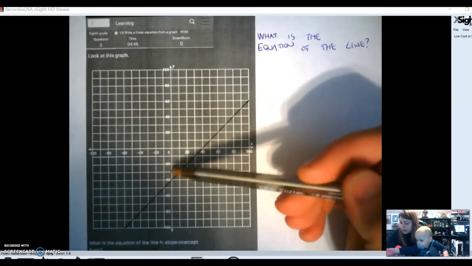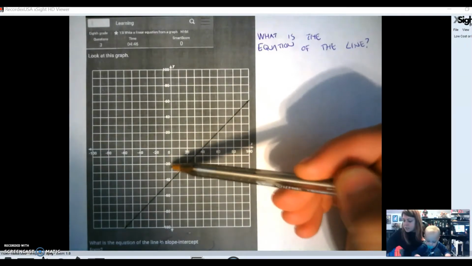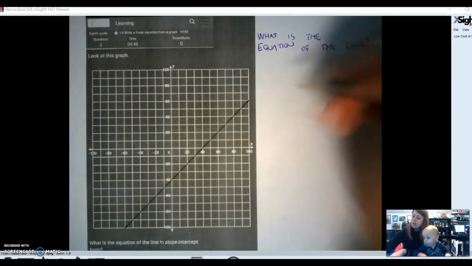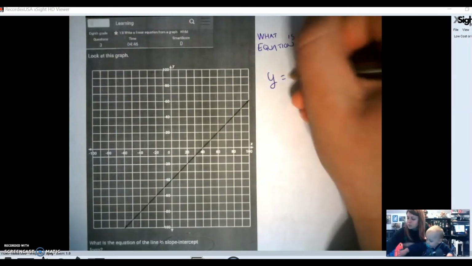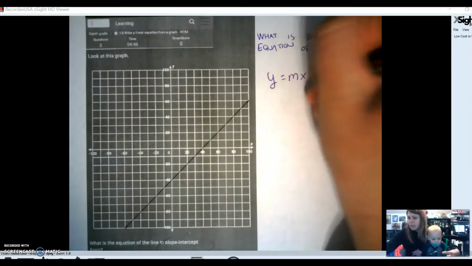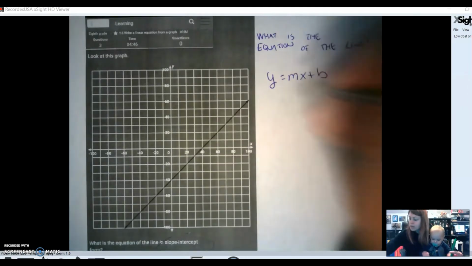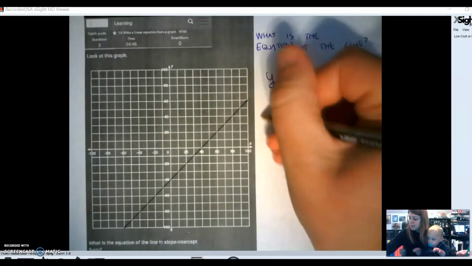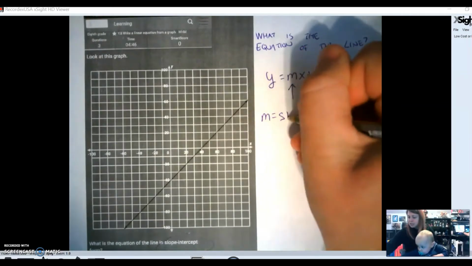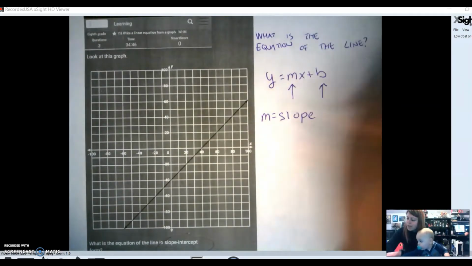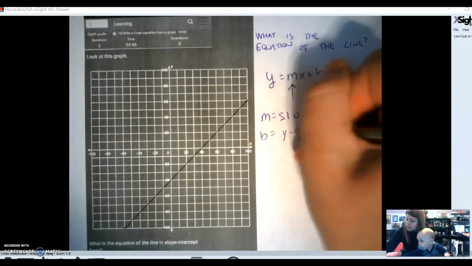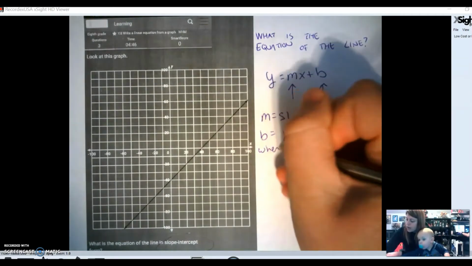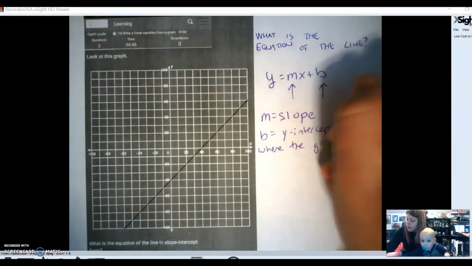Each of these are counting by tens, so 10, 20, 30, 40, just so we can see that. The slope of a line is always written as y equals mx plus b. What we're trying to do is put in a number for m and b. Well, what's m and b? M is always going to be your slope, and b is going to be your y-intercept.